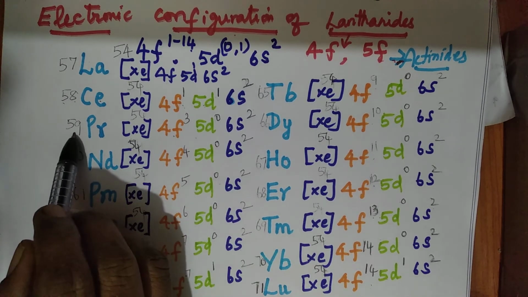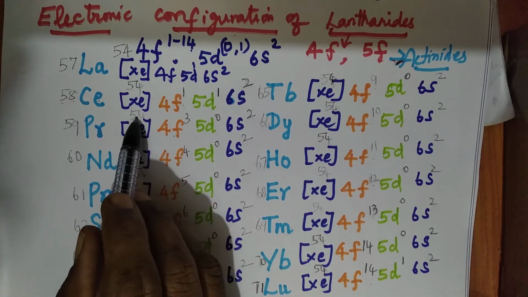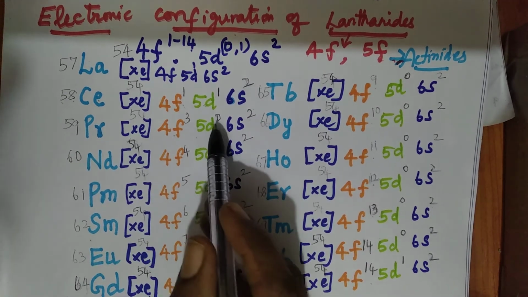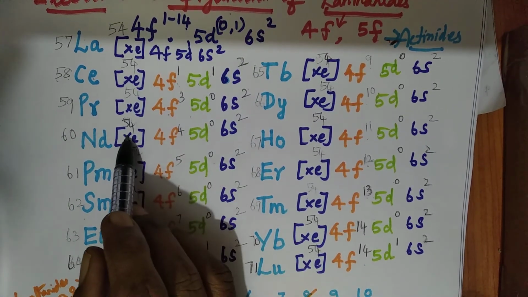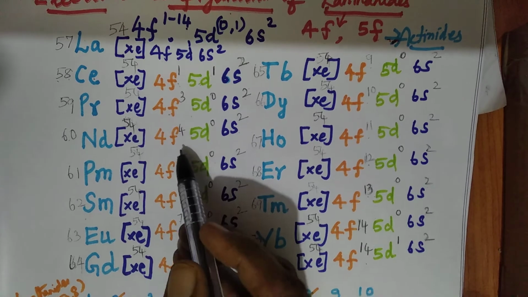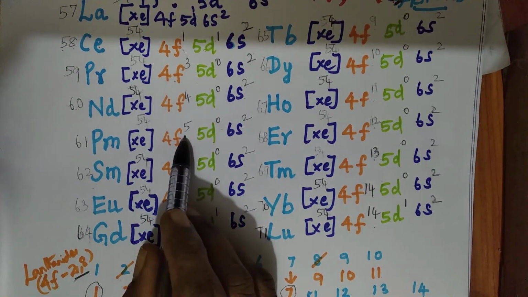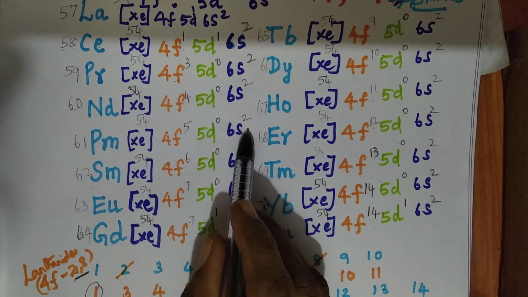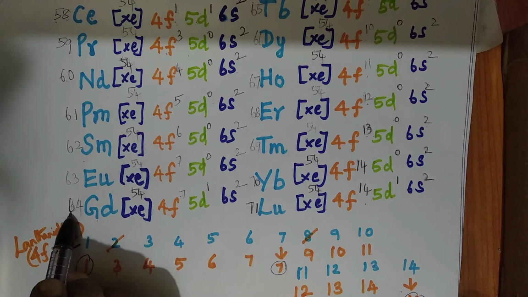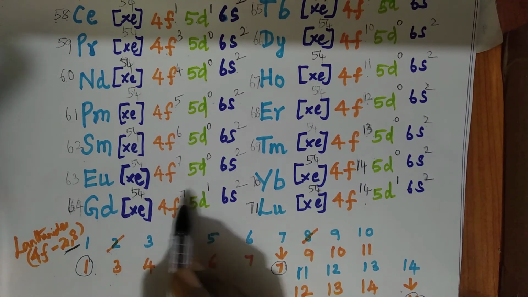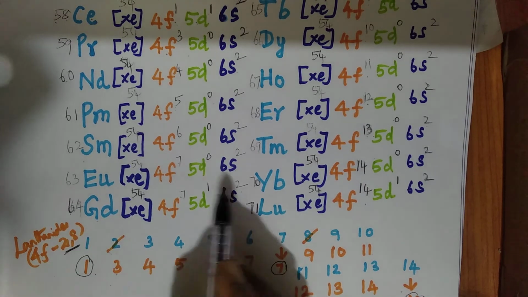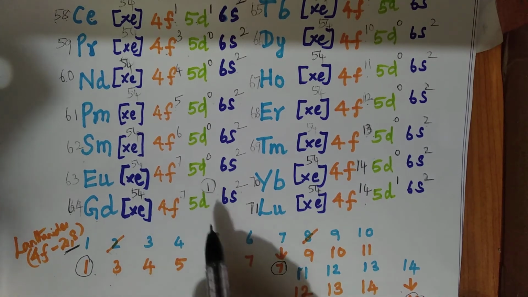Like that, praseodymium is 59 total, but we have already filled in 54 plus 3, 57, plus 2, 59. So 59 minus 59, 0. In the same way, neodymium, 54 plus 4, 58, plus 2, 60. Again the number is 60 only. 60 minus 60, 0 only. In the same way, promethium, 54 plus 5, 59, plus 2, 61. So again 0. When you go on like that, you find that for gadolinium, 64, it is 54 plus 7, 61, 61 plus 2, 63. 64 minus 63 is 1. So the 5d takes 1 electron.